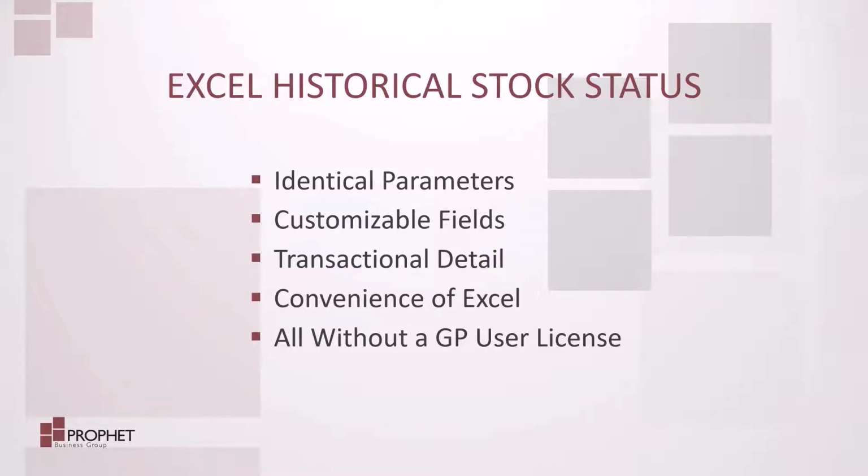Our Excel report has all the same options and filters available as GP's historical stock status, but allows us to include custom fields that are not available by modifying the GP report. The report pulls current item quantities and all inventory transactions back to the as-of date directly into the spreadsheet. There you can analyze your data with the convenient, familiar Excel functionality without taking up a GP seat rerunning the report with different filters.